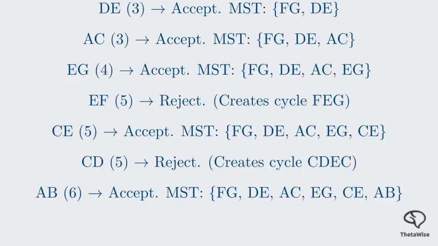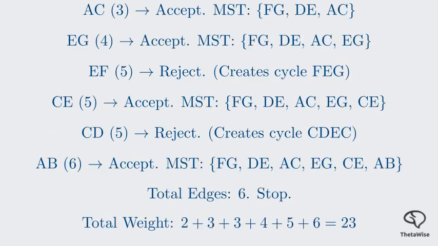We now have 5 edges. We need one more. The next lightest edge is AB, with weight 6. It connects component HYK to BE. This doesn't form a cycle. We accept it. We now have 6 edges, so we stop. Our MST has edges FG, DE, AC, EG, CE, and AB. The total weight is the sum of these weights. 2 plus 3 plus 3 plus 4 plus 5 plus 6 equals 23.